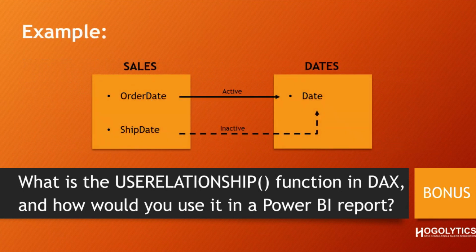And here is an example scenario. Suppose you have two tables, sales and dates. The sales table has two date columns, order date and ship date. In the data model, the order date is the active relationship with the dates table, while the ship date has an inactive relationship. You want to calculate the total sales by the ship date rather than the order date.